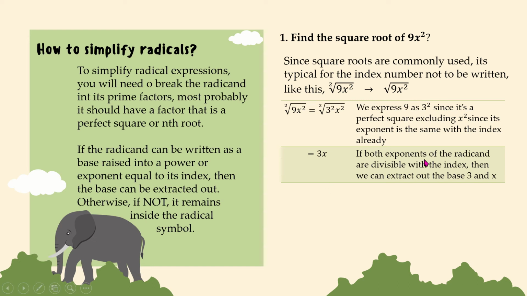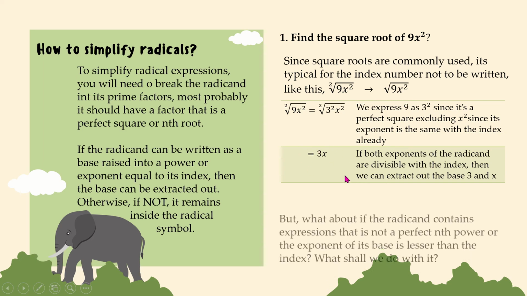So, if both exponents of the radicand are divisible with the index, like 3 squared and x squared, ang ilang mga exponent kay 2. Divisible siya sa index nga 2. So, 2 divided by 2, 1 siya. So, magawas ang 3, magawas ang x. Then, we can extract out the base 3 and x. So wala na siya sa radical symbol. And that serves as our final answer.